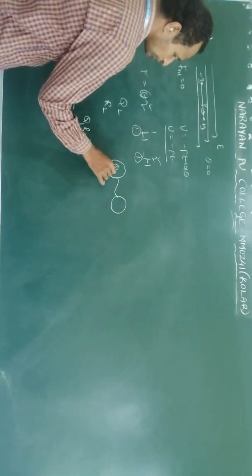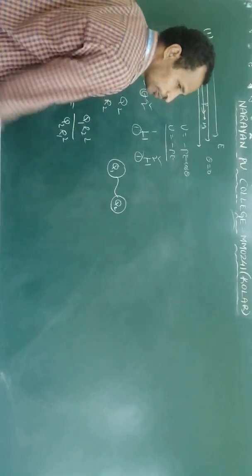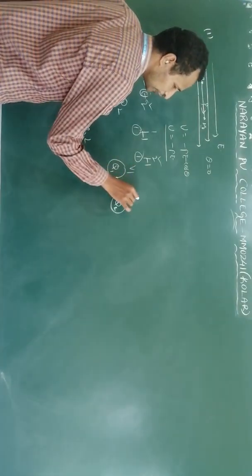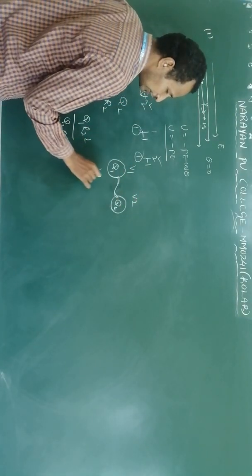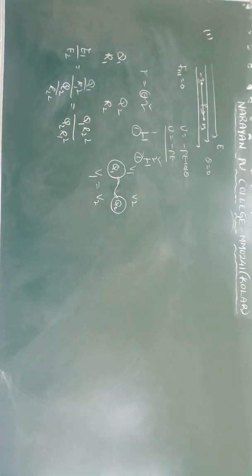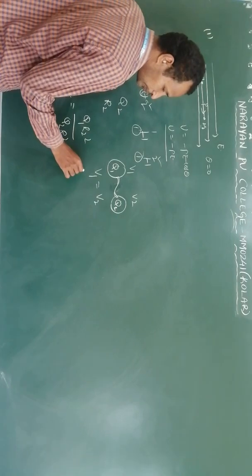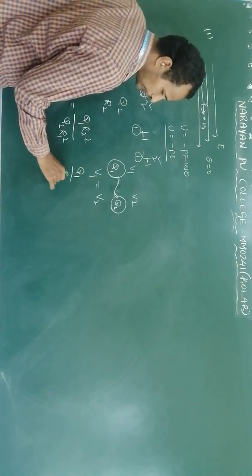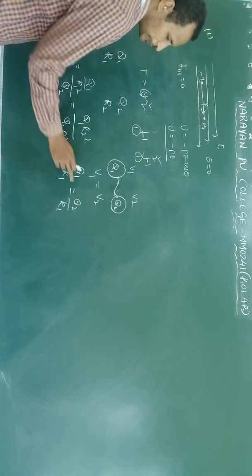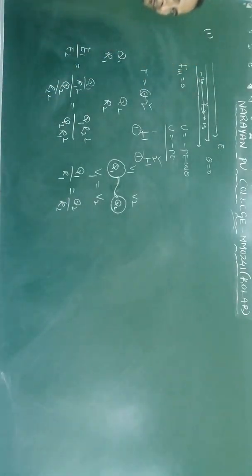And they mentioned they are connected with a wire. This is Q1 and Q2. By connecting the wire, what happened? Their potentials will become equal. Before connection, V1 and V2. After connecting, both potentials will be equal. Then equate Q1 by R1 is equal to Q2 by R2. The 1 by 4 pi epsilon cancels.